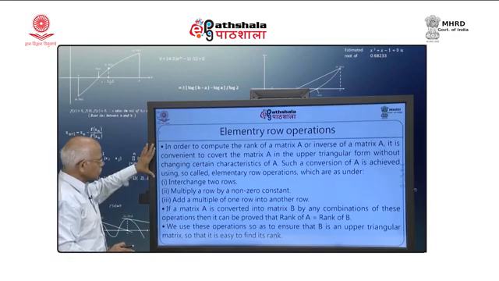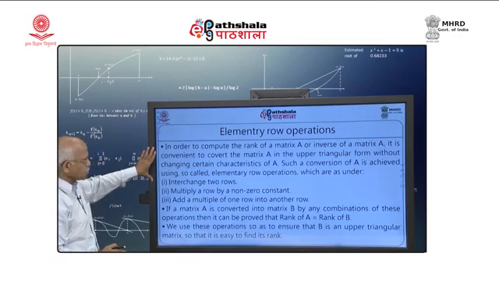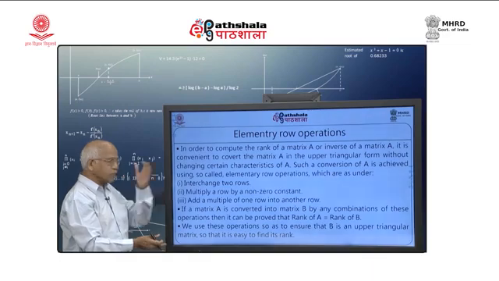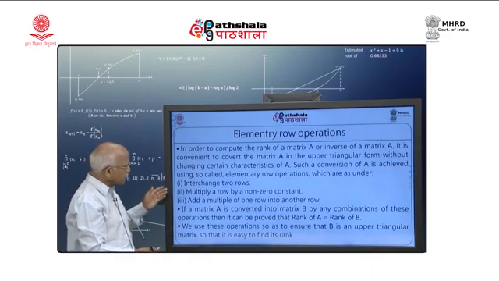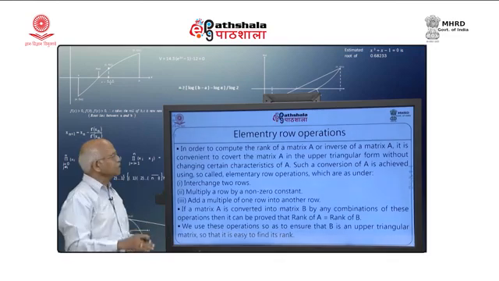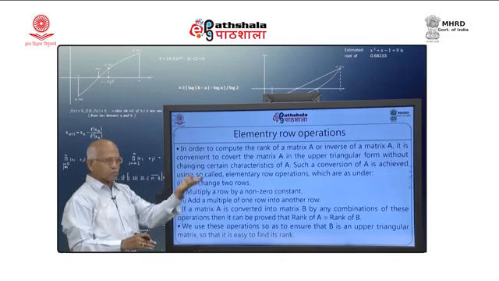Now, to convert a matrix into upper triangular form, these are the operations that we can perform. First, interchange 2 rows. If I interchange 2 rows, the row vectors are not changing, and therefore, the rank will also not change, their linear independence will not change. Second, multiply a row by a non-zero constant c. If I multiply, its form does not change.